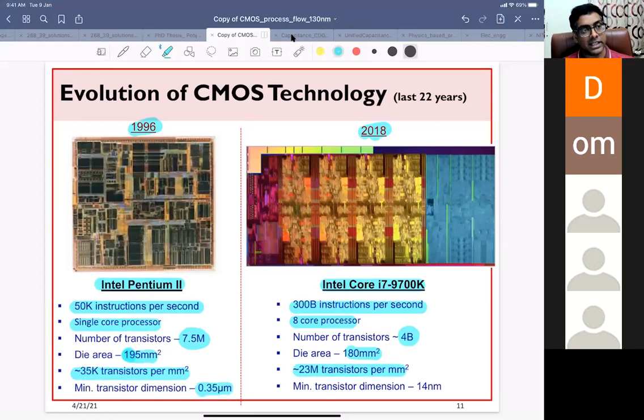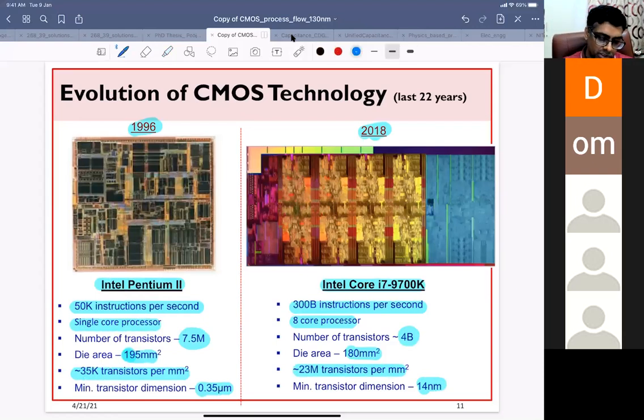If you look at the technology node, it was 350 nanometer CMOS technology in 96, and we are using 14 nanometer CMOS technology, right? 14 nanometer minimum transistor, compared to 96. So this is how things have evolved between 96 and 2018.